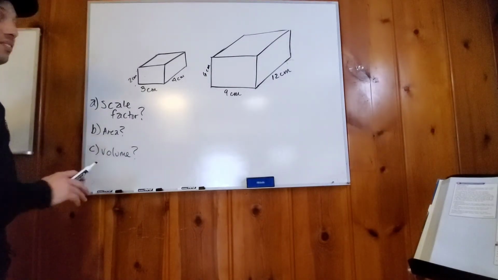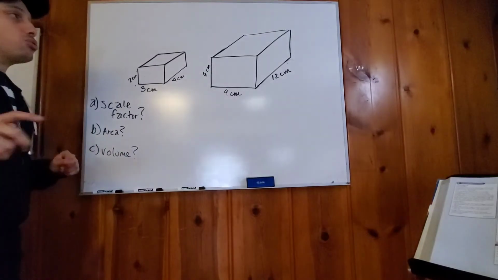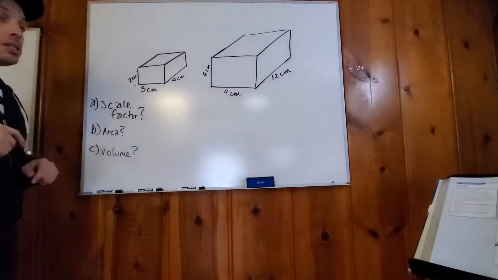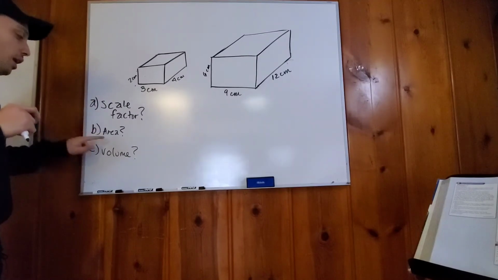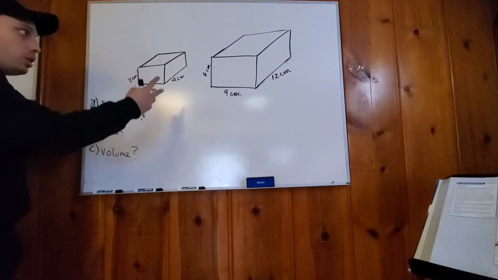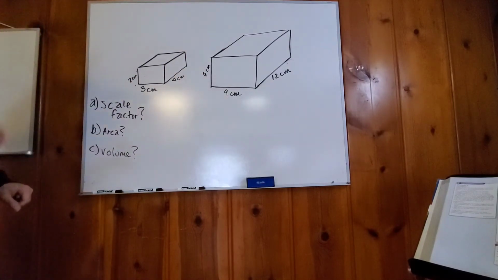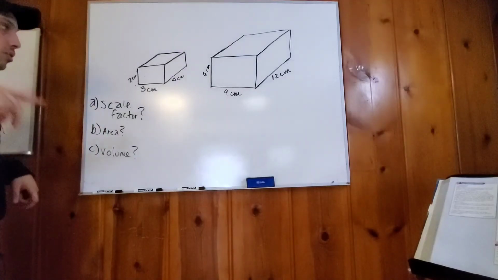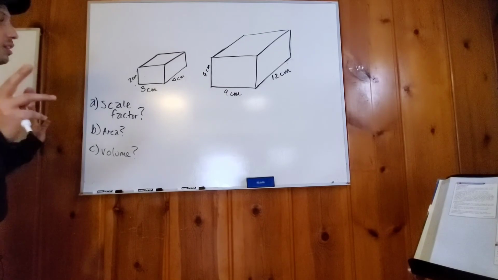Okay, so for the fifth example and the last one, we have two three-dimensional shapes. They're actually rectangular prisms. And they ask us, could you find the scale factor and the area of one of the faces? Like how much greater is the area of one of the faces than in the other one? And then how much greater is the volume than the other one? This is actually really interesting to see. So what we're going to do is first of all find the scale factor.